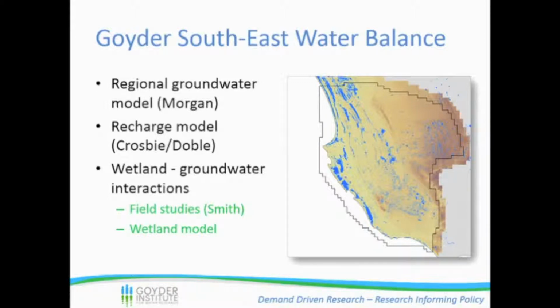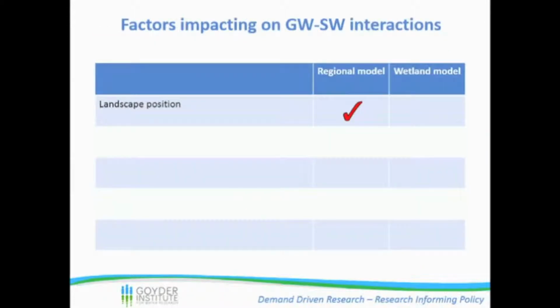So I'll just present the conceptual framework for the development of the groundwater surface water interaction model for wetlands in the southeast. We've come up with 5 factors that should be considered when doing this. The first one is position of the wetland in the landscape.